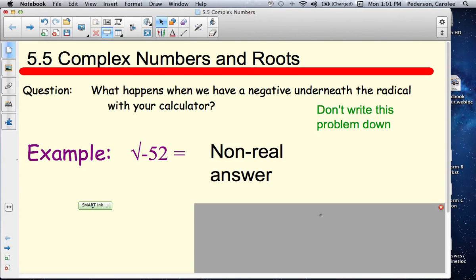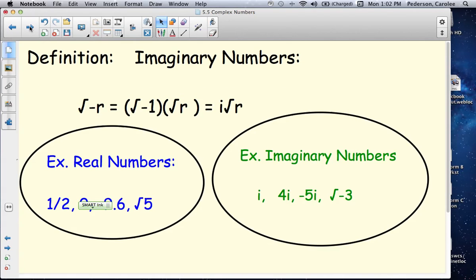It says non-real answer, or an imaginary number, or answer doesn't exist. Here's the reason why. I do want you to write down this definition. An imaginary number. When you take the square root of a negative number, so that's your r, what you can do is replace that negative with the letter i.